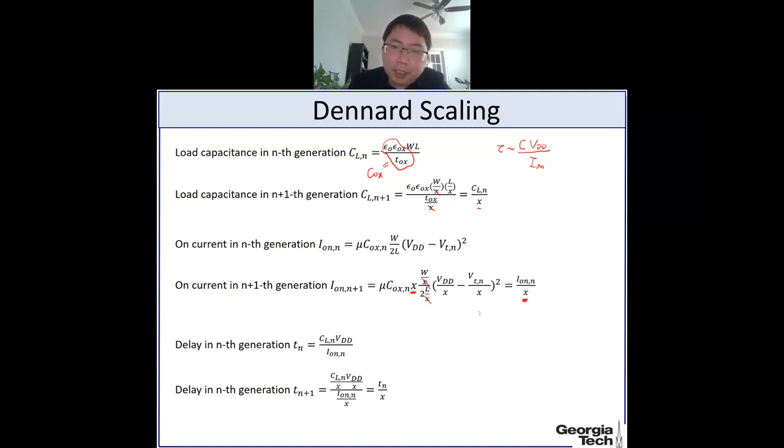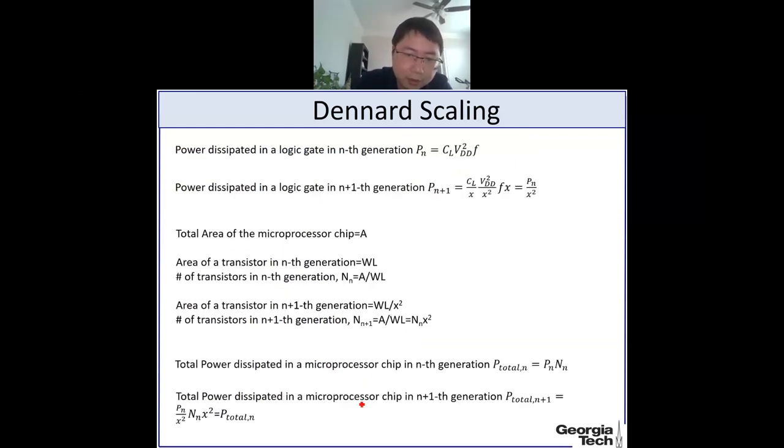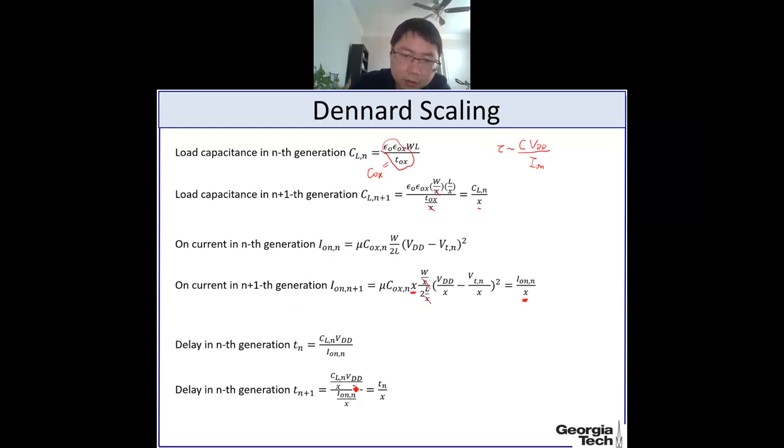So let's do that. Eventually the delay, you plug in, C becomes C divided by X, I becomes I divided by X, VDD becomes VDD divided by X. So eventually you still have X in the denominator. That means the delay will decrease by X. Okay, so the circuit becomes faster because delay decreases.